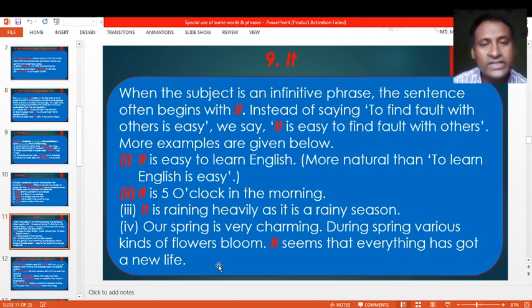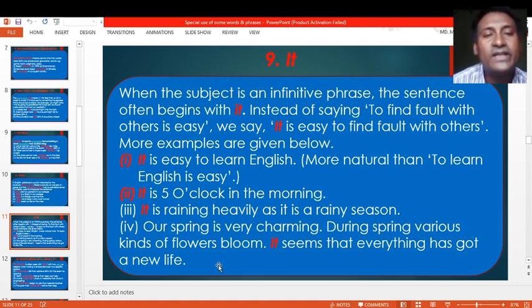For example, it is easy to learn English. More natural than to learn English is easy. So you can say that to learn English is easy, but it is more natural than that. We may say it is easy to learn English.